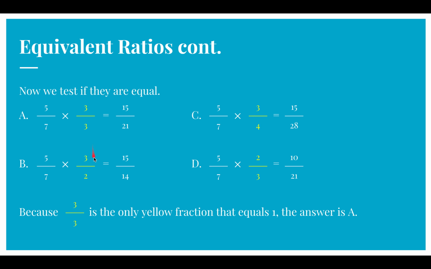And we have 3 over 3, 3 over 2, 3 over 4, and 2 over 3. And because 3 over 3 is the only yellow fraction that is equal to 1, our answer is A. And we're looking for the fraction that is equal to 1 because keep in mind that anything multiplied by 1 is itself, and that's how we know that they're equal.